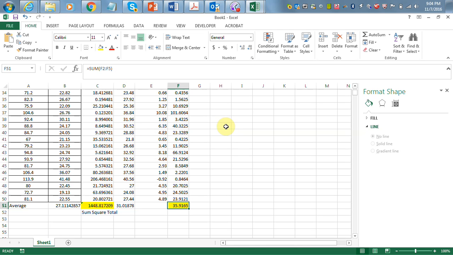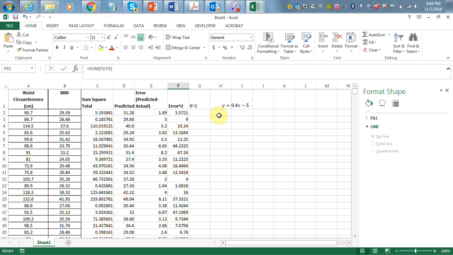Now, I would like that sum square error to be very close to 0. That would mean that my model is good. And it's not, it's 35.9. How do I know how good my model is? Well, I can calculate something called the R-square value. Recall that these totals are both in row 51, F51 and C51. If I take 1 minus F51 divided by C51, that's where those totals were.